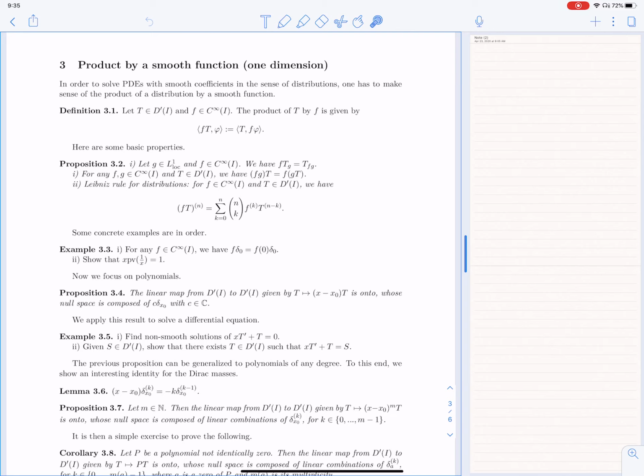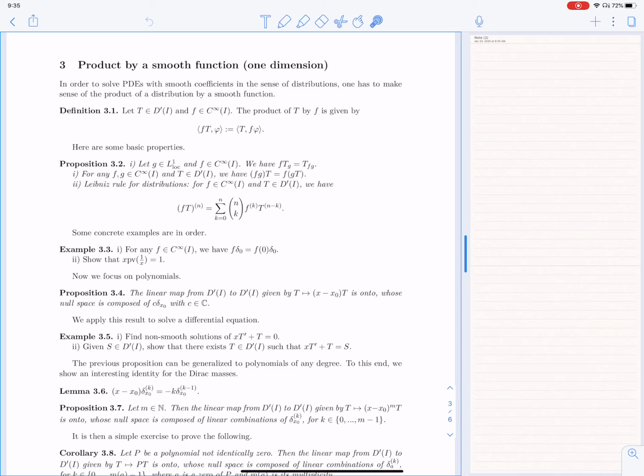As before, we are going to pass the operation to the test function so that everything is well defined. For instance, here f is a smooth function and phi is a test function, so the product of these two, f phi, will still be a test function. And therefore, the term on the right-hand side is well defined. And hence, the left-hand side is a finite number.